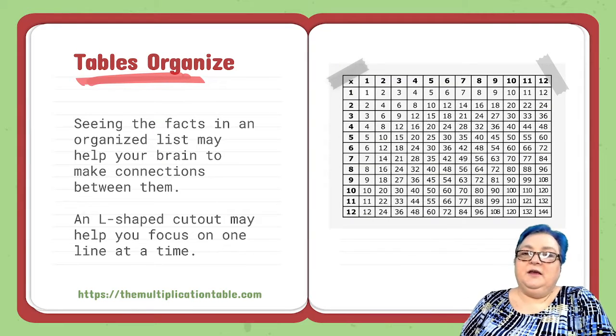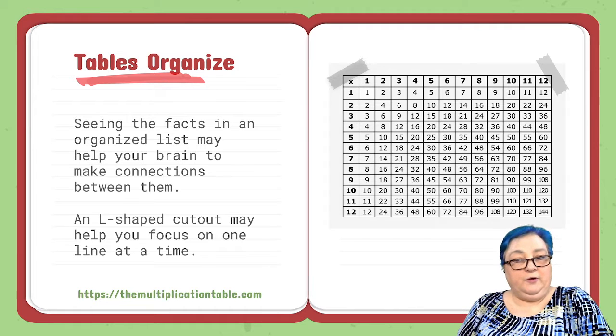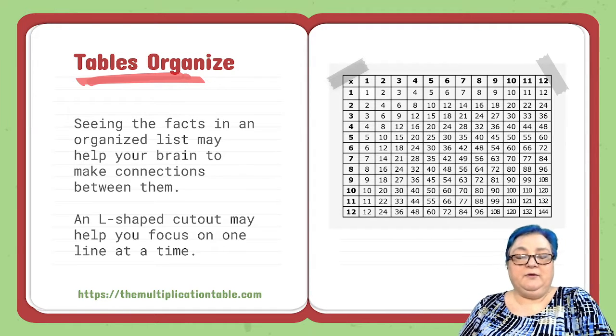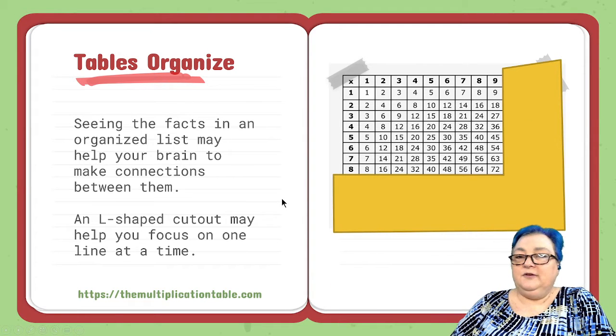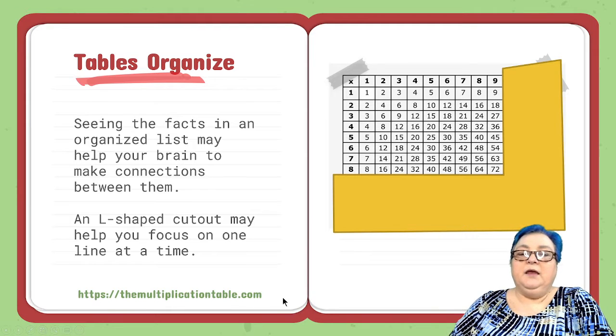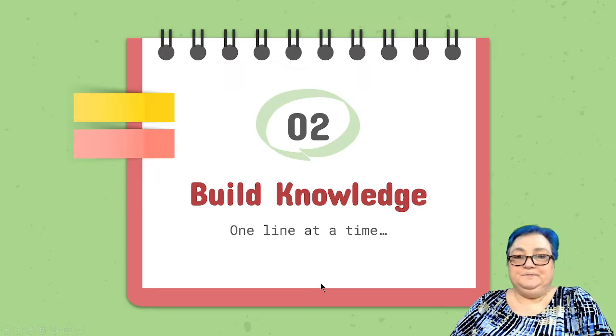Some students like to see a multiplication table, and having the numbers organized in this fashion can help your brain make relationships between the numbers that it might not otherwise make. Some students like to use an L-shaped paper cutout so that they can focus on one line at a time. And I've included down here at the bottom a URL where you can download multiplication tables that you can print.